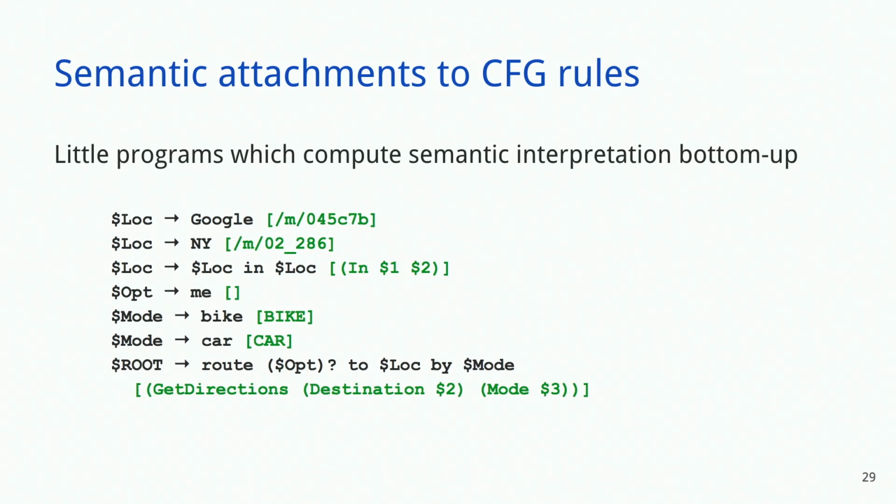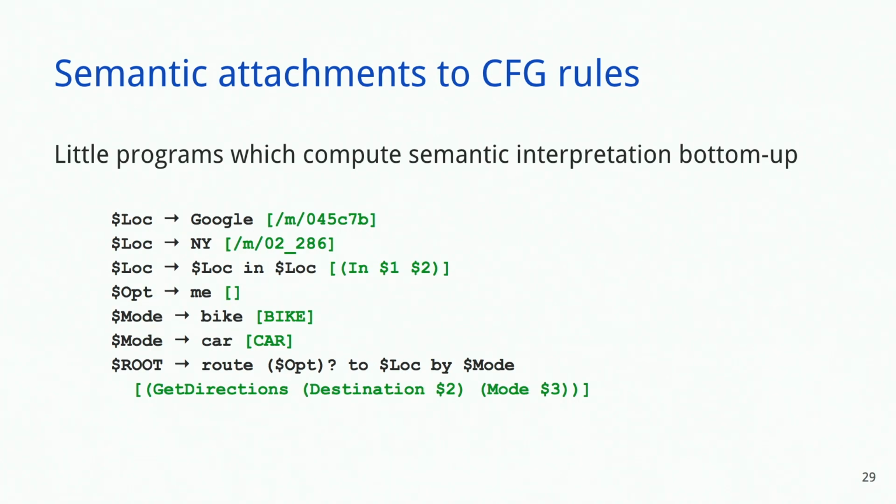What about the semantic part of the grammar? Every rule in the CFG can come with what's known as a semantic attachment. And I've shown the semantic attachments here in the square brackets in green. You can think of these semantic attachments as little programs that are run when the parser applies the corresponding syntax rule. And their outputs are fragments of our meaning representation. These semantic attachments basically specify how to construct the semantics for the thing on the left-hand side from the semantics for the things on the right-hand side.